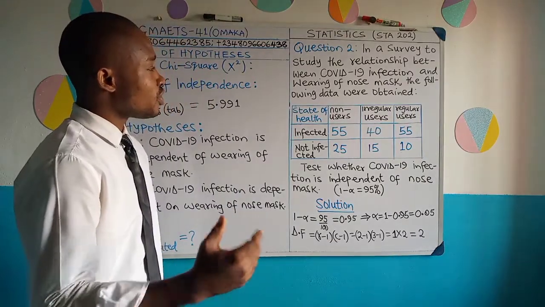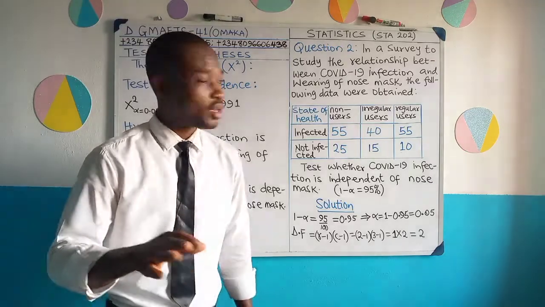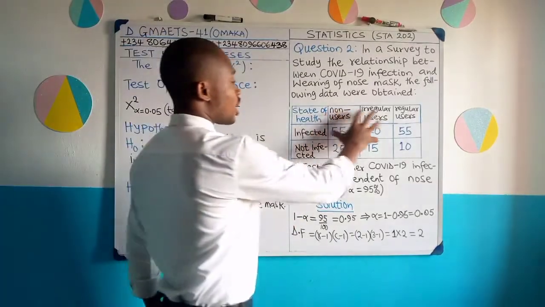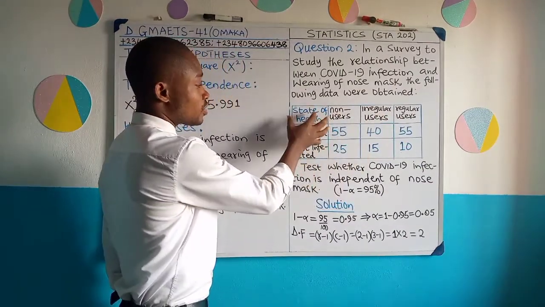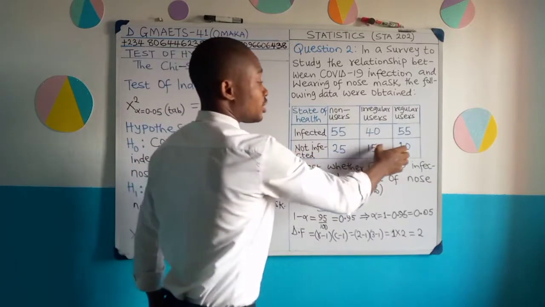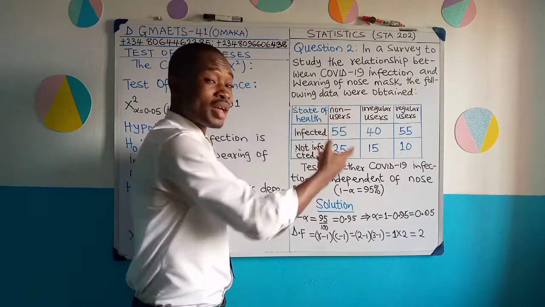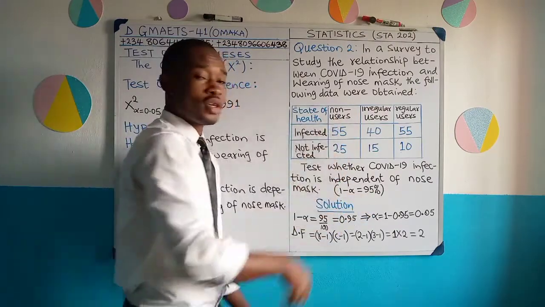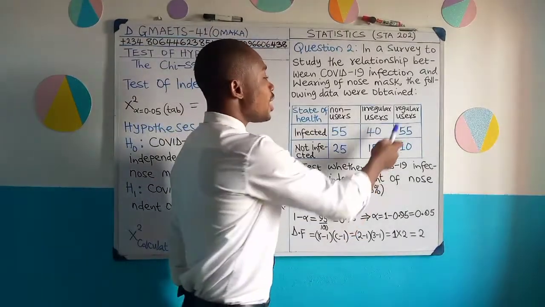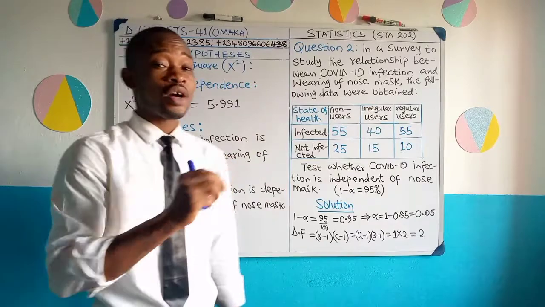A survey is conducted to study the relationship between COVID-19 infection and wearing of nose mask. The following data were obtained. So these were the data obtained. This is the state of health of people, those infected, those not infected, based on whether they do not use nose mask at all, so they are non-users, or whether they are irregular users, they use but not always, or whether they are regular users. So these were the data obtained.